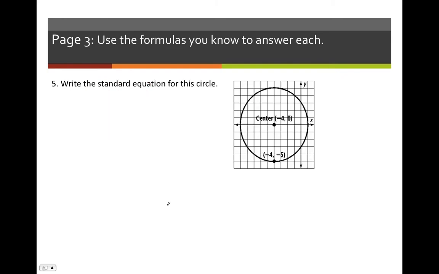Write the standard equation of this circle. I have my center as -4, 0. So I have x plus 4 squared plus y plus 0 squared is just y, so y squared equals my radius squared. These all just represent one unit. So 1, 2, 3, 4, 5. So 5 squared is 25.